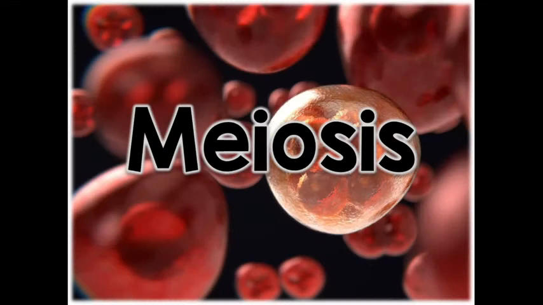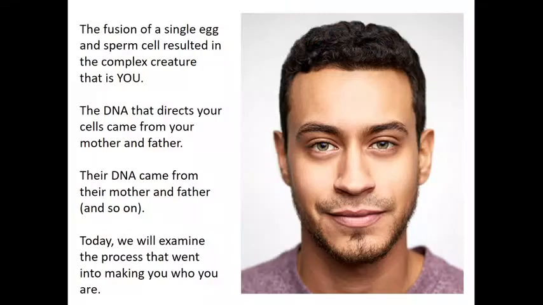All right, guys, we are going to be getting into meiosis this week. Now, this happens when the fusion of a single egg and a sperm cell results in the complex creature that is you. So the DNA that directs your cells came from your mother and from your father. And their DNA also came from their mother and their father, and so on and so forth. So today we are going to begin to examine the process that went into making you who you are.